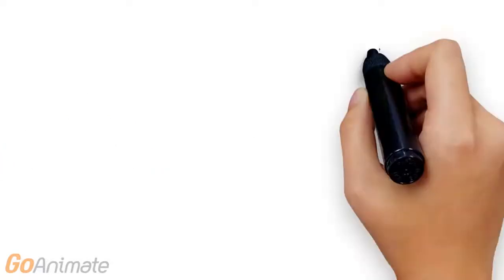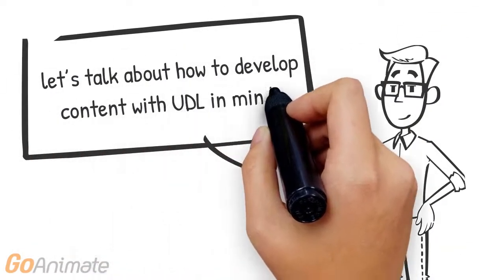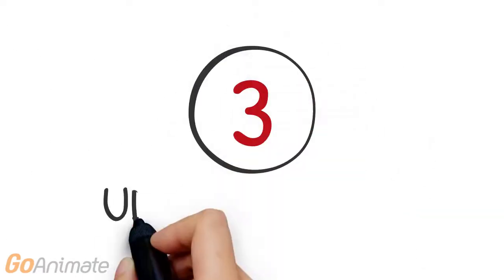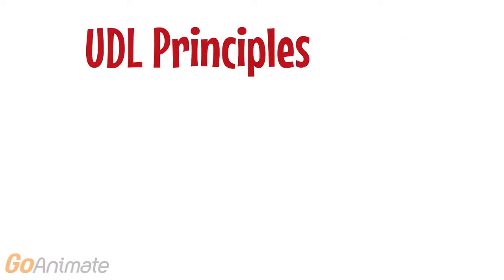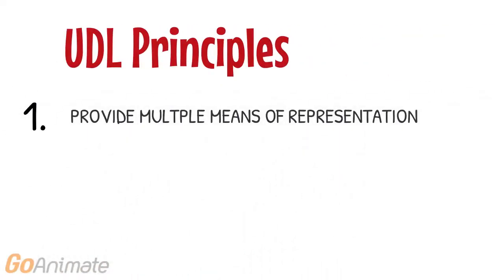So now that we know what Universal Design for Learning is, let's talk about how to develop content with UDL in mind. UDL can be achieved by following 3 principles. The first principle is to provide multiple means of representation, so presenting content in multiple ways.